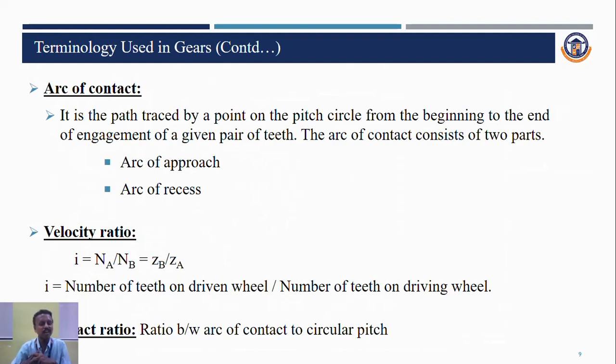Next one will be velocity ratio. Velocity ratio is defined as the ratio of number of teeth on the driven wheel to the number of teeth on the driving wheel. I is equal to NA by NB or ZB by ZA. Next terminology is contact ratio. The ratio between arc of contact to circular pitch is called as contact ratio.